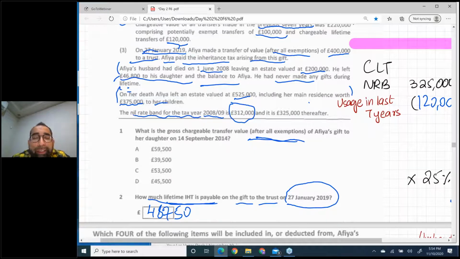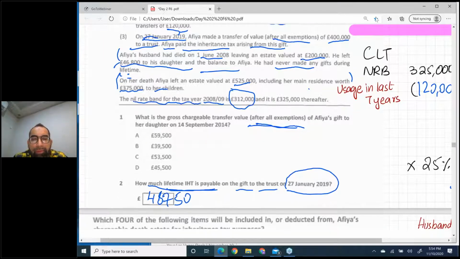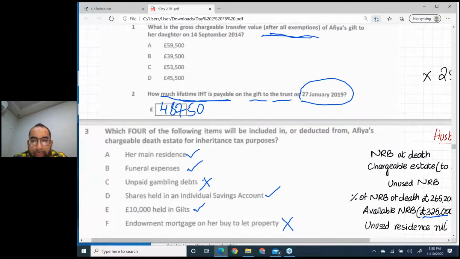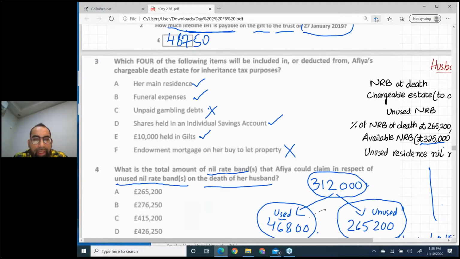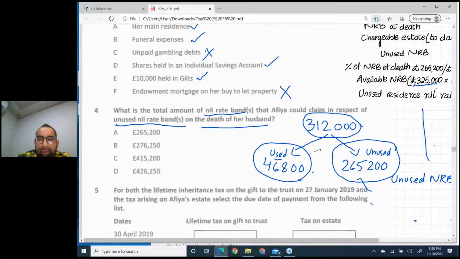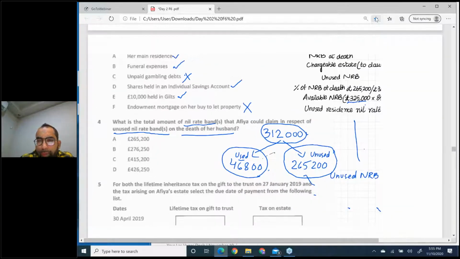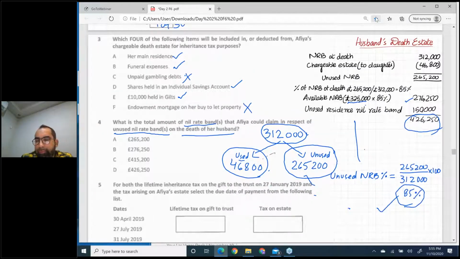So all conditions of residence and RB were met by Afia, right? That's why she can use her husband's residence and RB as well. So the answer for question number 4 is D. What is the amount? What I told you, 426,250, that is D.